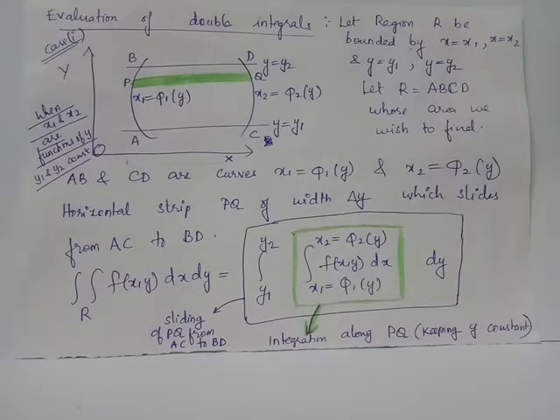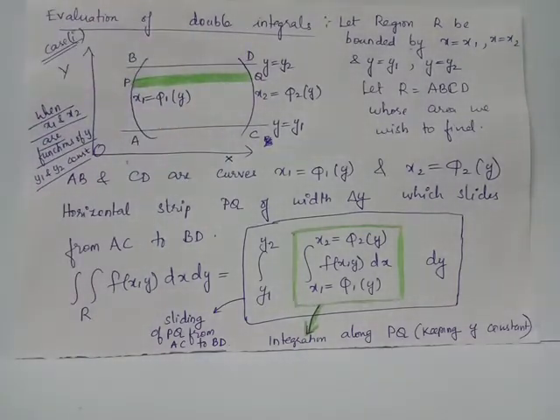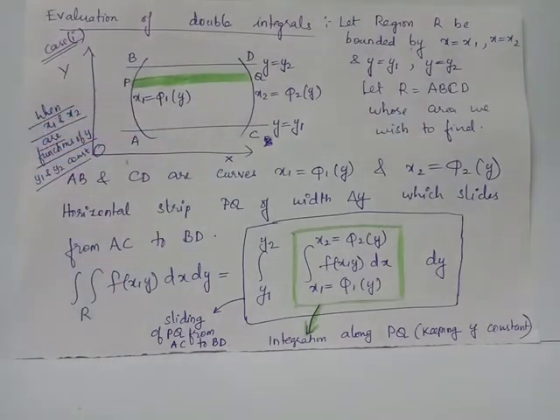That is, we have y equals y1 and y equals y2, represented using straight lines, as constant limits or constant values, and x1 equals phi1 of y and x2 equals phi2 of y are curves, which are not constants. We have ABCD as the region wherein we have to perform integration, and clearly it's a bounded region.